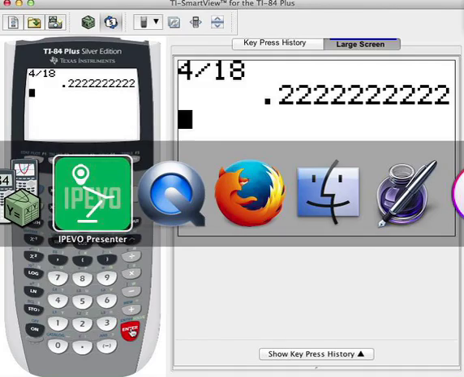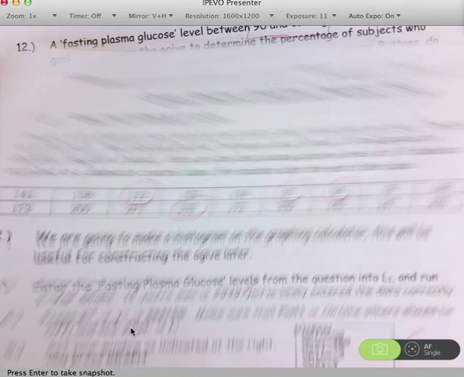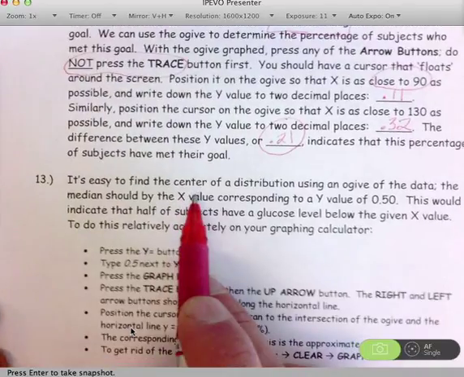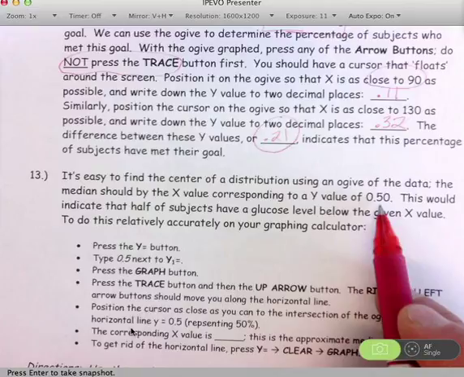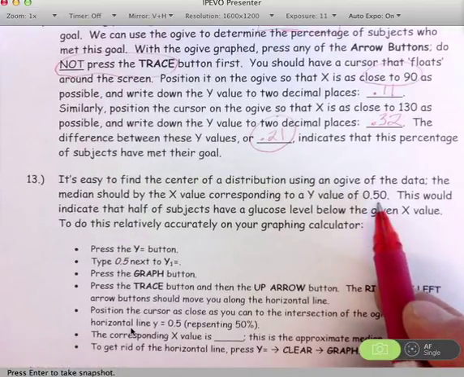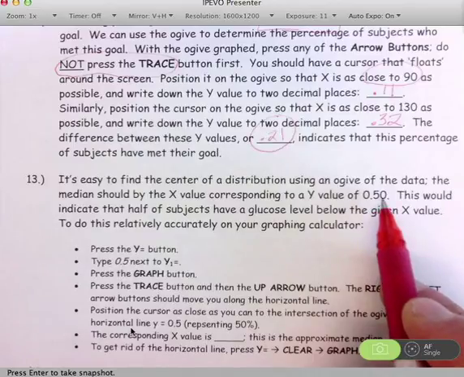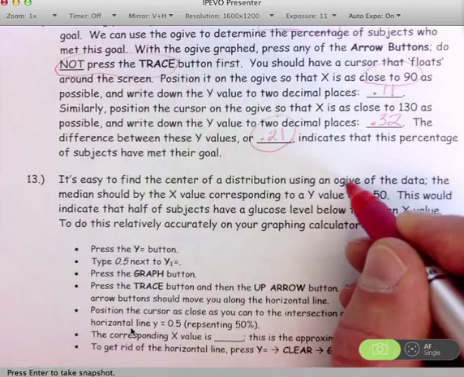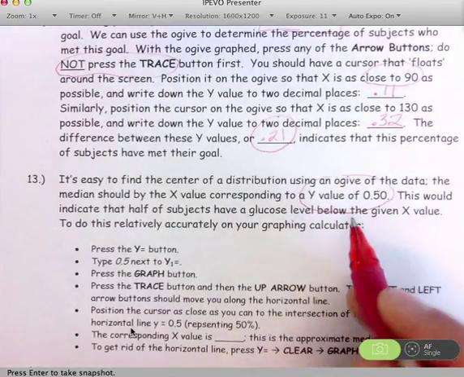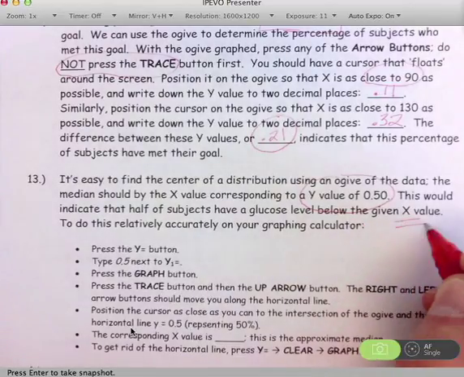So last up then on this page, something to think about. We can find the center, at least in terms of the median, by finding the 50% mark on our ogive. So half of subjects, we're looking for 0.5 as the relative cumulative frequency on our ogive. That would mean half of subjects would have a glucose level below the X value that corresponds to this Y value. Notice this time we're working backwards. I already know the percentage, and I want to find the X value that corresponds to it.